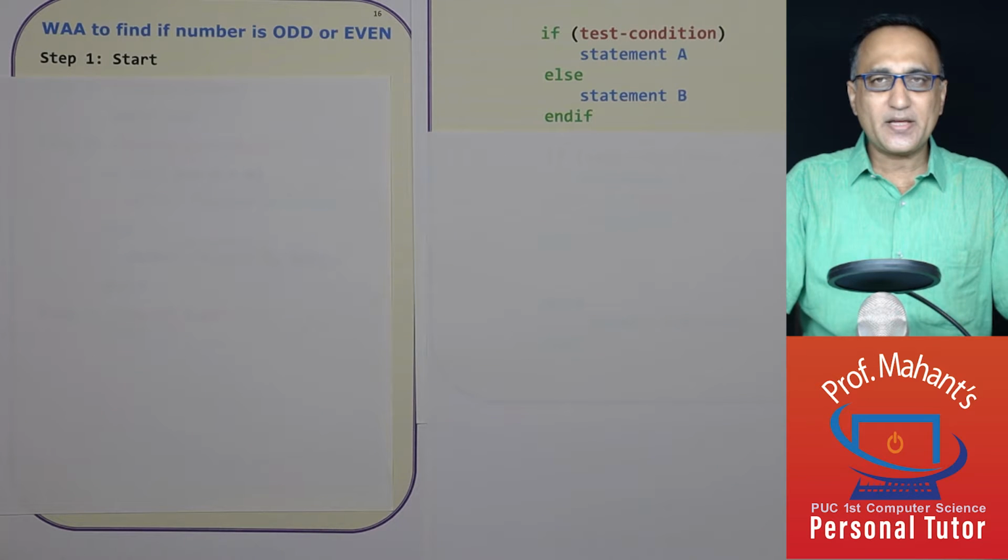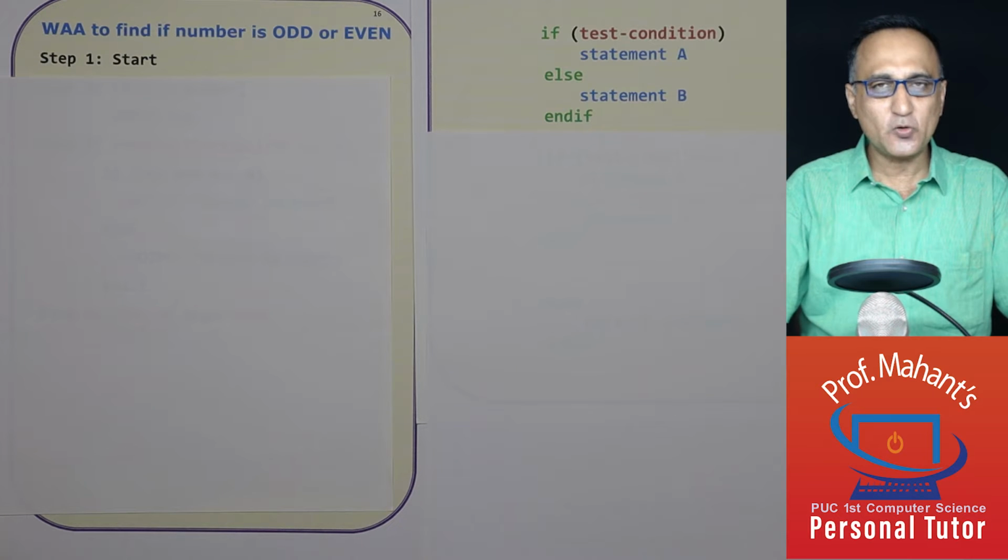Let us now take a look at our algorithm. We are going to find out whether an input number is odd or even. It is really simple. How do you know whether a number is odd or even? Take an input number, do a division by 2. If the remainder happens to be 0, that means it's an even number. If the remainder happens to be 1, it is an odd number.